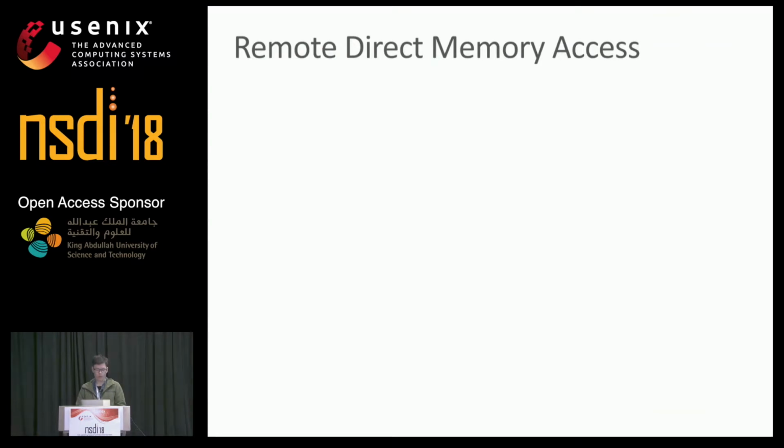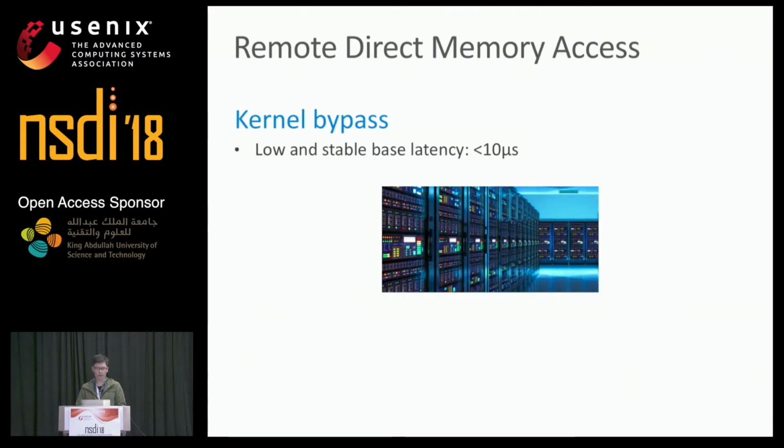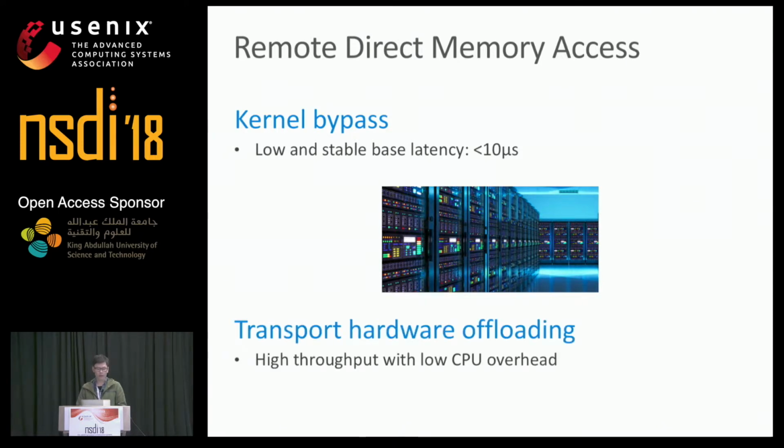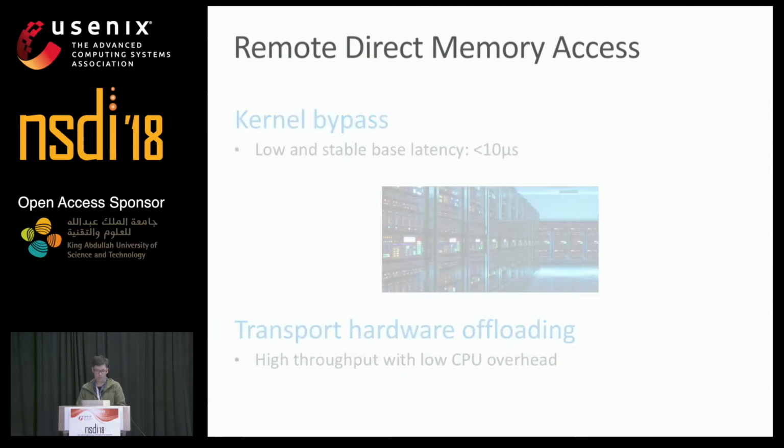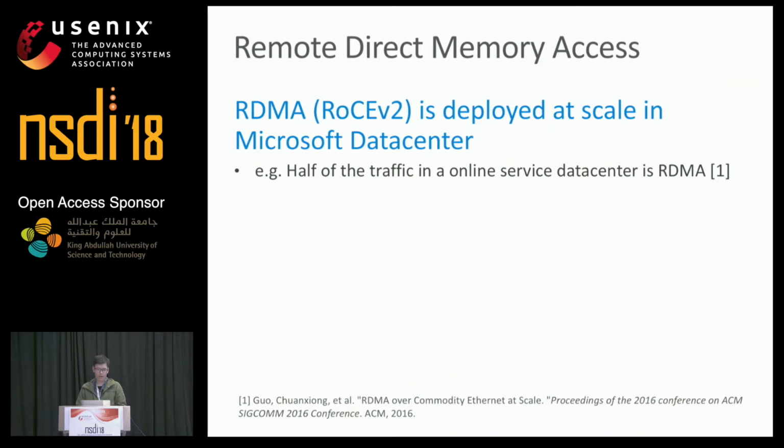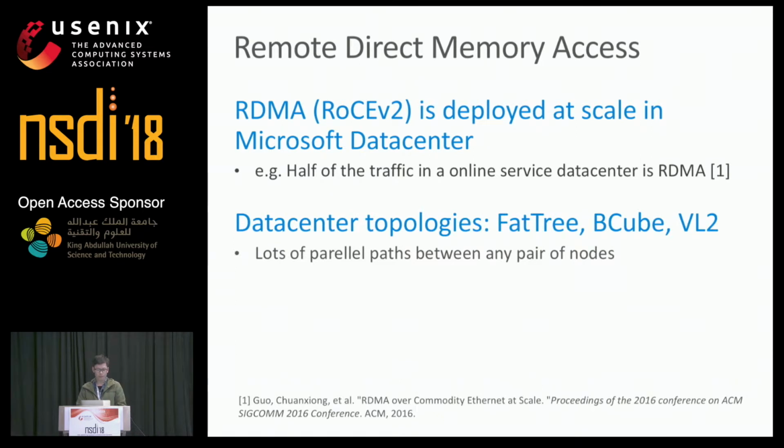As we all know, remote direct memory access, aka RDMA, does kernel bypass, so it provides low and stable latency. It also does transport hardware offloading, so it can provide high throughput with low CPU overhead. Currently, RDMA is deployed at scale in Microsoft data centers. Half of the traffic in online services of Microsoft data centers is currently RDMA traffic.